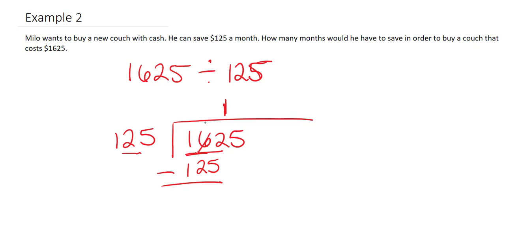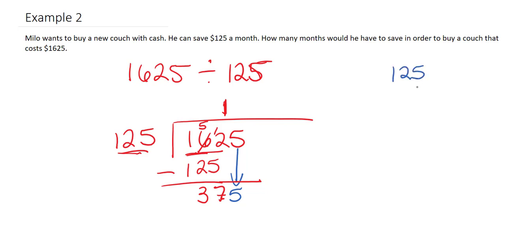So now let's go ahead and subtract. We need to borrow, so 12 minus 5 is 7, 5 minus 2 is 3, 1 minus 1 is 0, so we'll just leave it at 37, which is good. So this is less than 125. So we know we did the right number, because if it was higher than 125, then it could have gone into it another time. So now we're going to go ahead and bring down this 5. So now we have 375, and we're asking, how many times can 125 go into that?